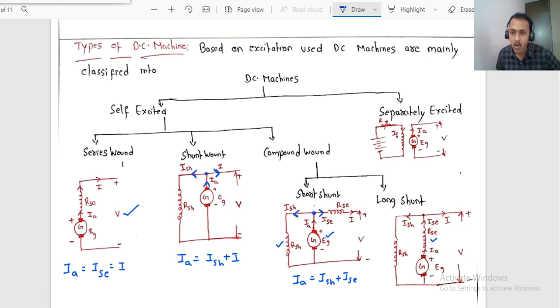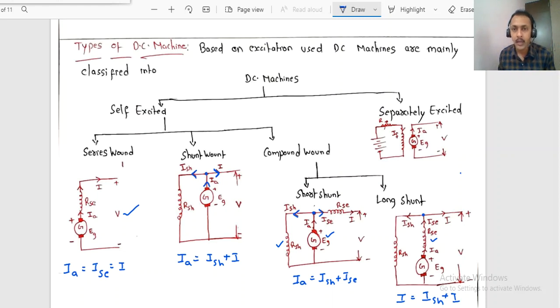If you observe the long shunt, at this node point, the series field winding is in series with the armature. Whatever current is coming from the armature is also flowing in the series field winding. At this node point, if we apply KCL, the entering current equals the sum of the leaving currents, ISH plus I. So, dear students, please observe. These are the different types of DC machines, all with respect to the generator.